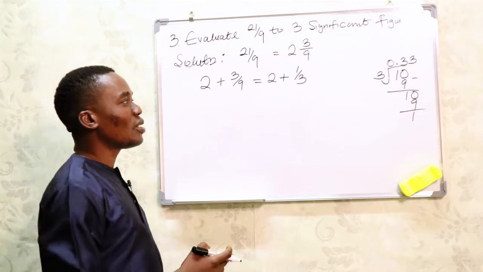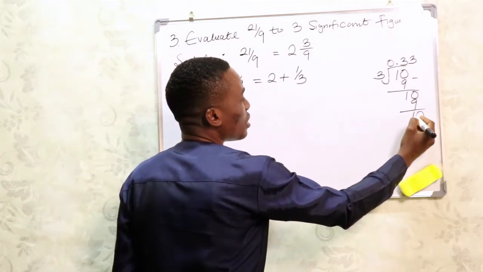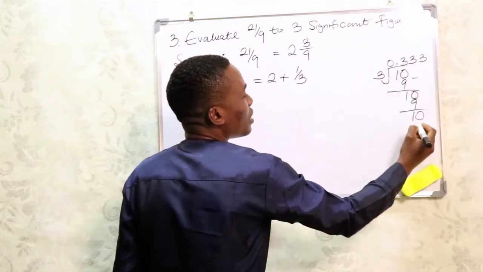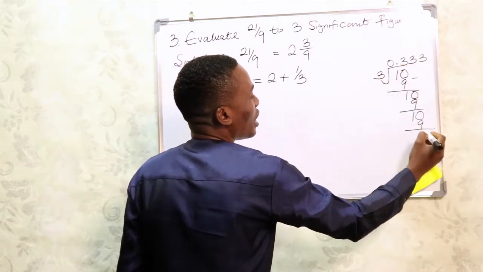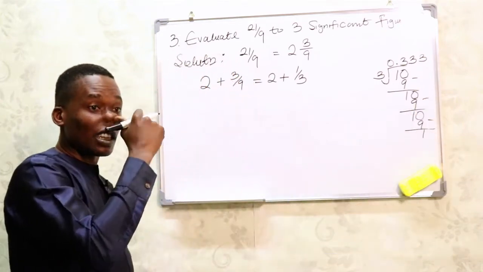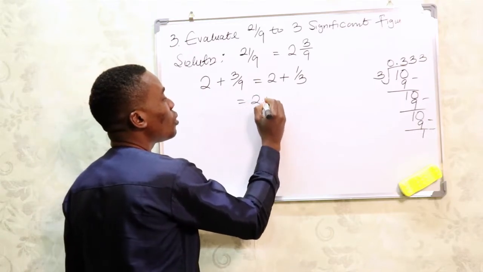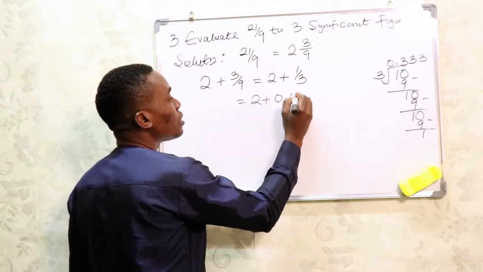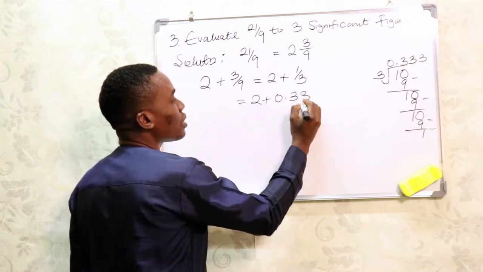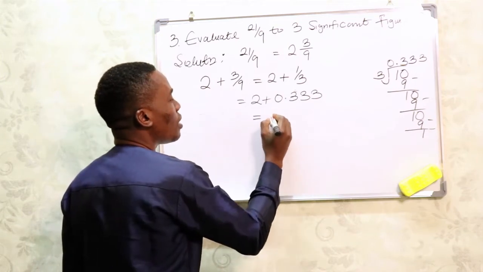So in this instance, we're going to break it there, but we'll take the last one. You put 0 here. 10 divided by 3 will give you 3. 3 times 3 will give us 9. So at the end, if this subtracts, we're going to have 1 as a remainder. So what we have here now will be equal to 2 plus 0.033.